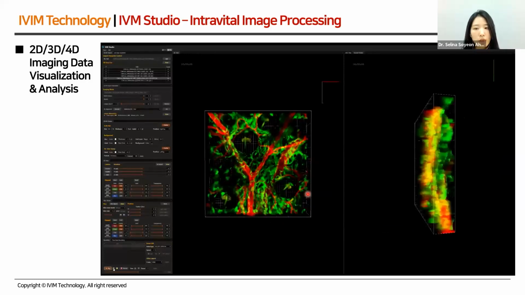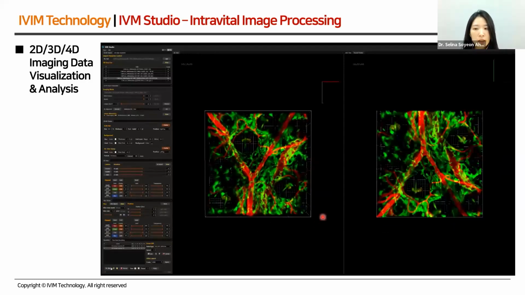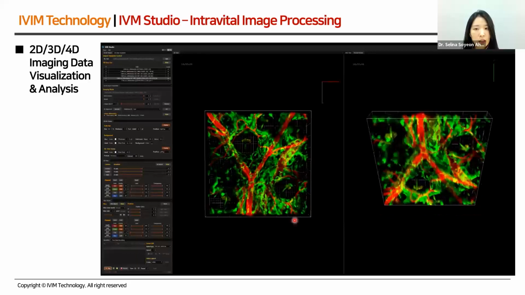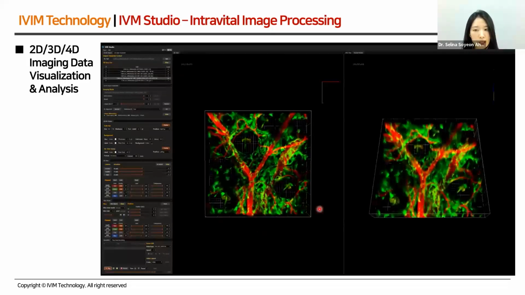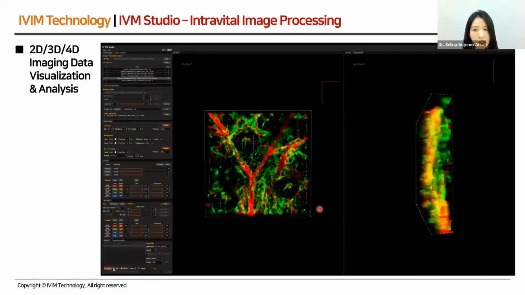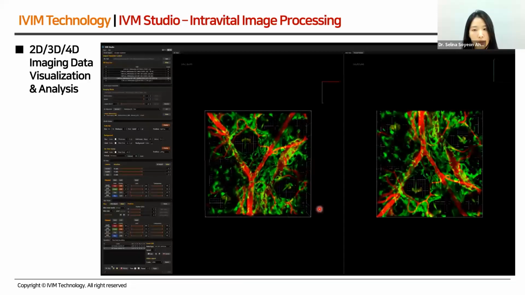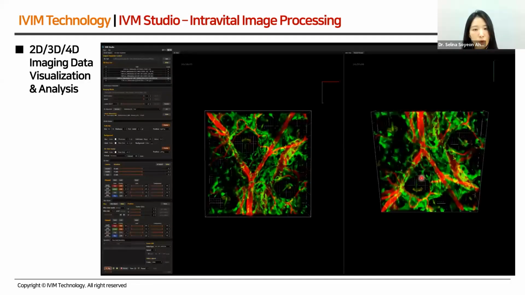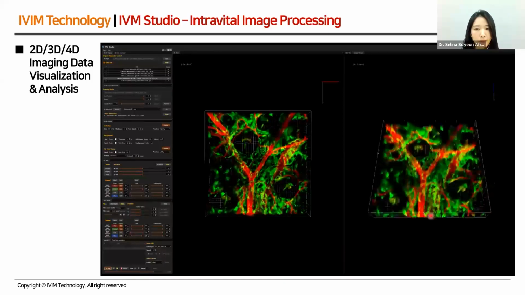In addition, for the quantitative analysis of the immune cell movements, cellular speed, direction, cell-to-cell distance, and the number of contacts over time can be performed in 4D in the Studio software.